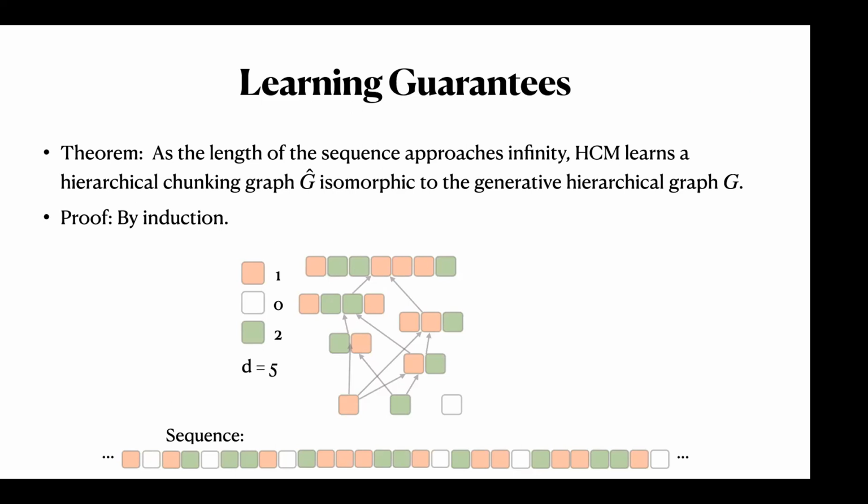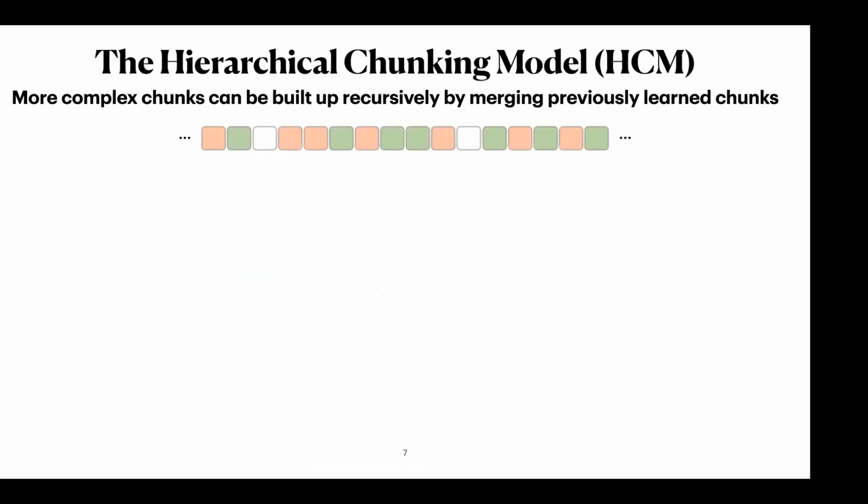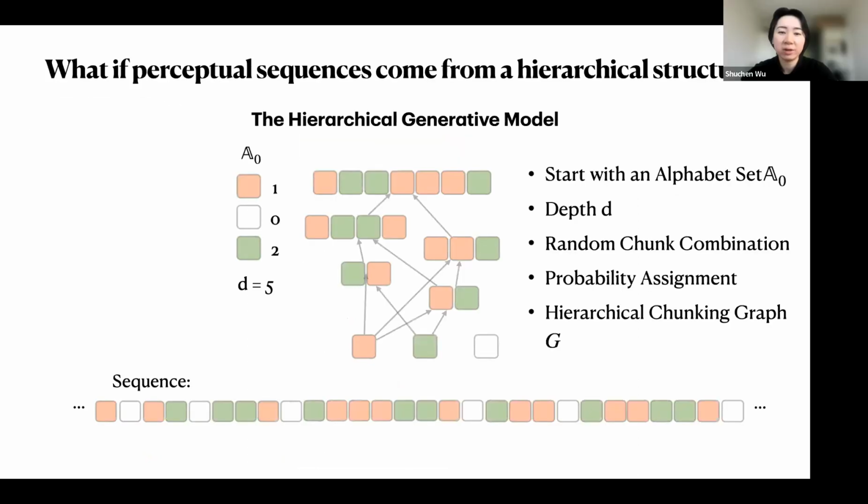Sorry, I have a question here. When you say learn, what do you mean? My current understanding is that this hierarchical chunking model is generating this sequence. So what do you mean by learn? No, it's the other way around. You have a generative model.